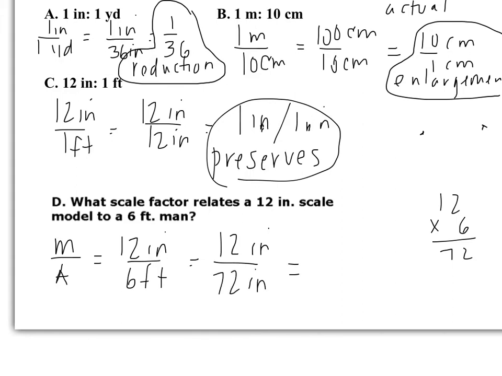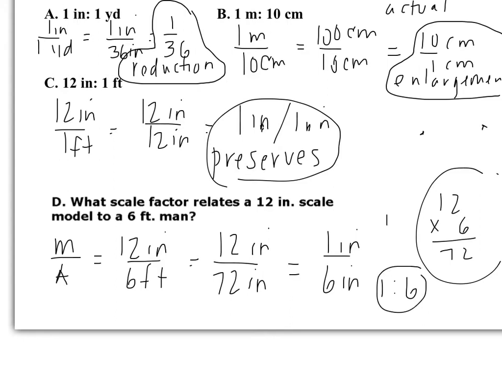Okay, so then we reduce that. 12 and 72 are both divisible by 12. We just did the math right here. 12 divided by 12 is 1. 72 divided by 12 is 6. So you get 1 inch to 6 inches, or 1 to 6 would be your scale, or 1/6 if you want to write it as a fraction. Either of these in red would be considered acceptable as your answer.